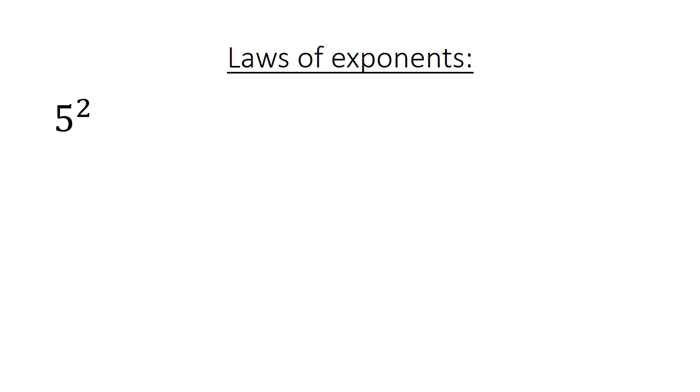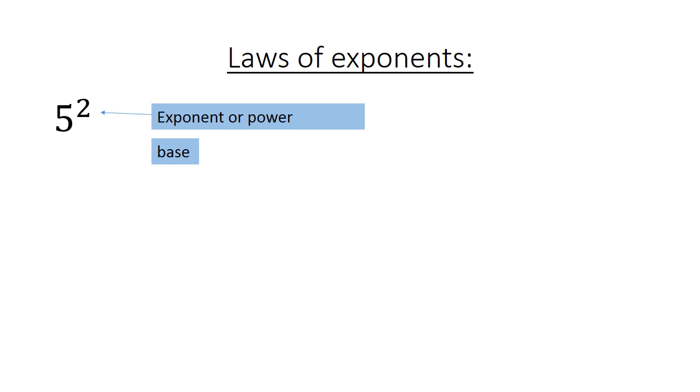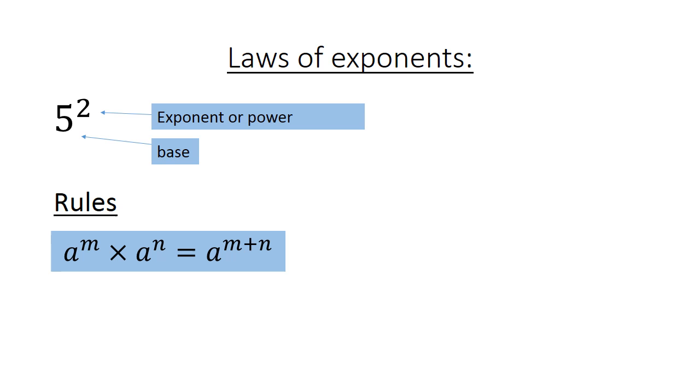Laws of exponents. 5 to the power of 2. The 2 refers to the exponent, or the power, and the 5 is my base. Rules. A to the power of m times a to the power of n. Our base is now a, which is equal to a to the power of m plus n. Let's look at an example. 2 to the power of 5 times 2 to the power of 3 is equal to 2 to the power of 5 plus 3, which is equal to 2 to the power of 8.